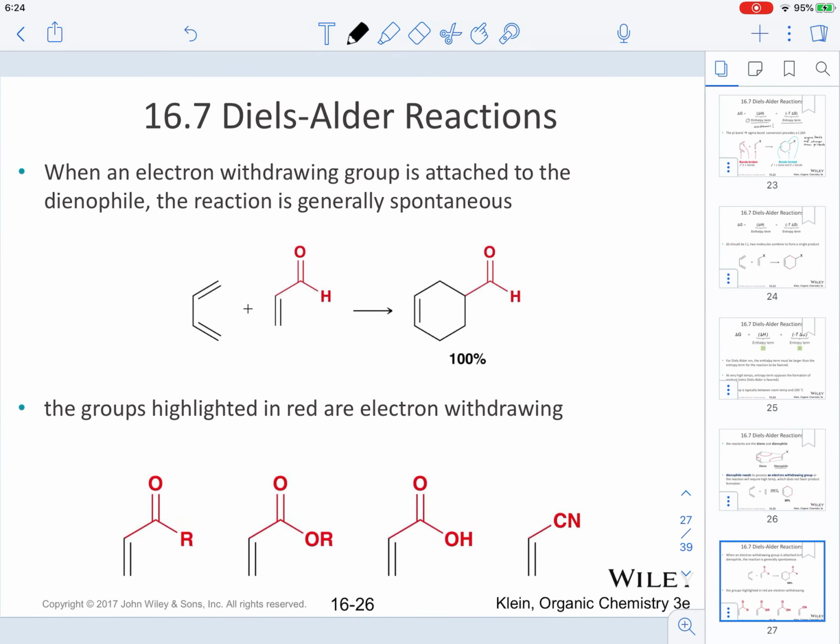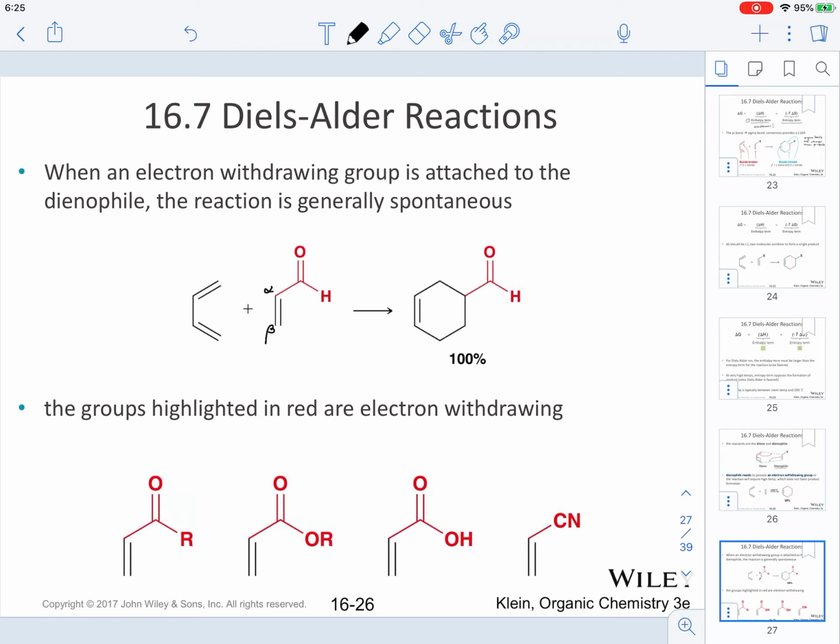So when that electron withdrawing group is attached to the dienophile, then the reaction generally goes spontaneously. And as you can see here, when we compare this butadiene and we reacted with this alkene system that contains an aldehyde, which is just considered an alpha beta unsaturated system, understand that the reaction goes to 100% again, because we have that electron withdrawing group in our dienophile.